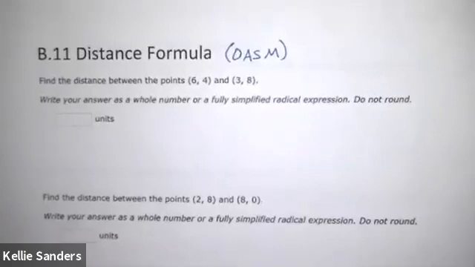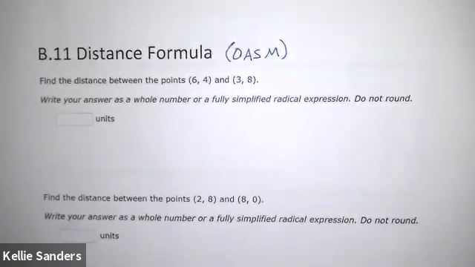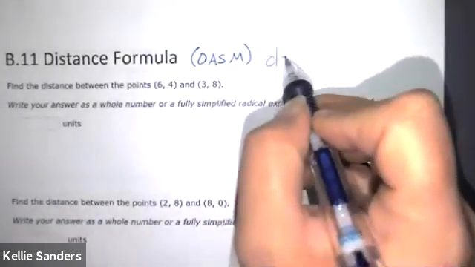Last lesson for Geometry Unit B, and this is B11. We're going to use the distance formula. Like the midpoint formula, the distance formula is going to be on the ACT, guaranteed. So you need to get it down. Okay, let me tell you what the distance formula is.